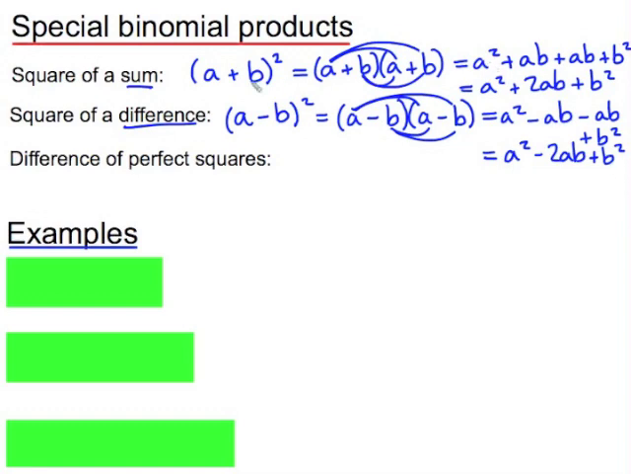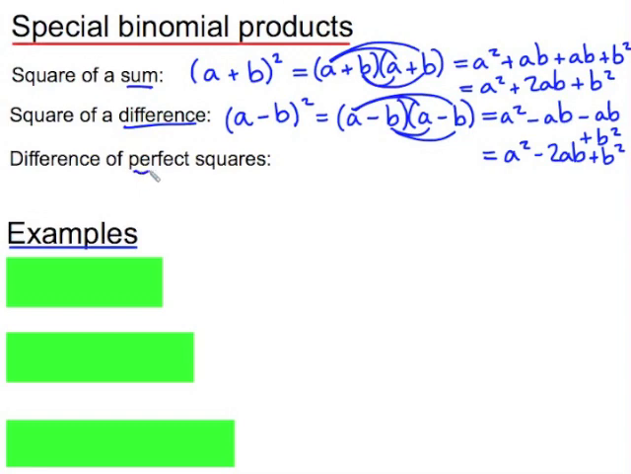So you'll notice that the square of a sum and the square of a difference both include squaring the first term and squaring the second term, but in the middle we add 2ab for the square of a sum and we subtract 2ab for the square of a difference.